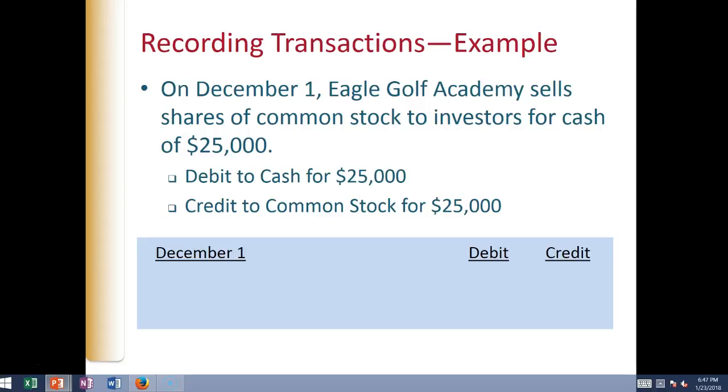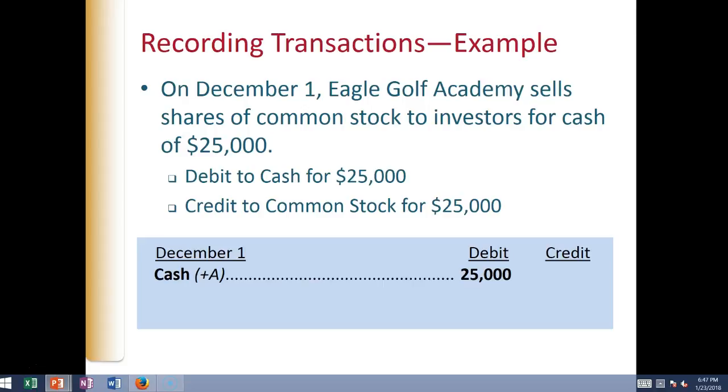We issued common stock. So two accounts that are affected, cash goes up and common stock goes up. So cash is what kind of account? Asset. When cash or an asset goes up, what do we do? We debit it. So do you see in our journal entry here? We show the name of the account, cash. We know it's an asset. We're going to debit it $25,000, which means it's increasing.